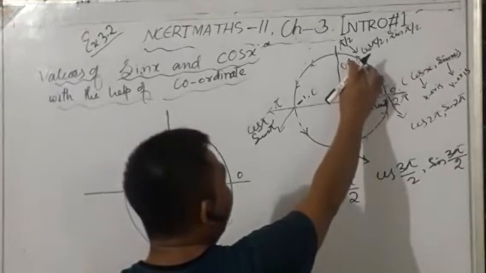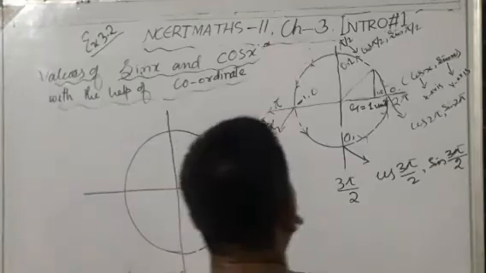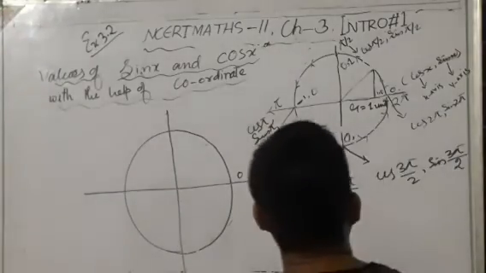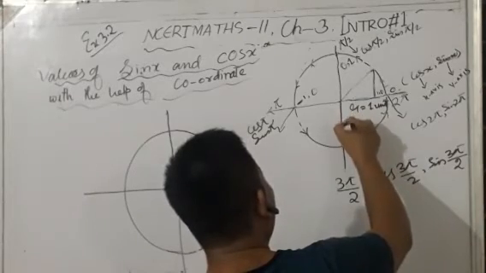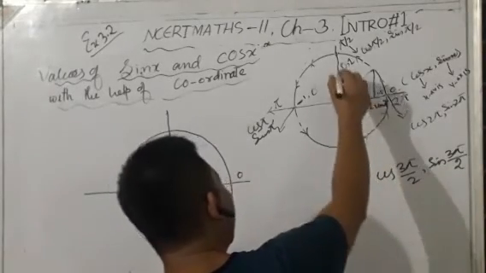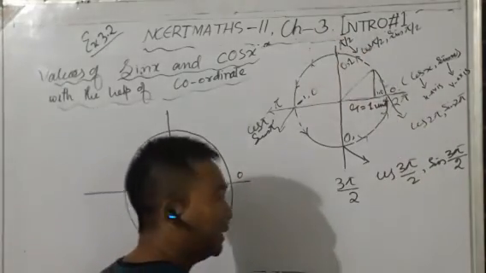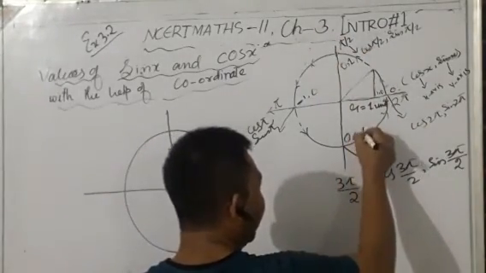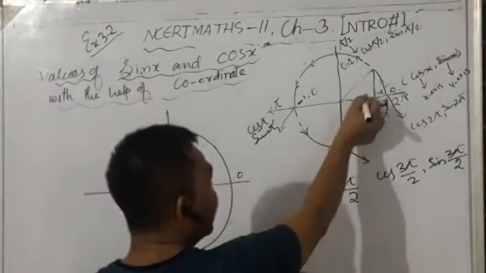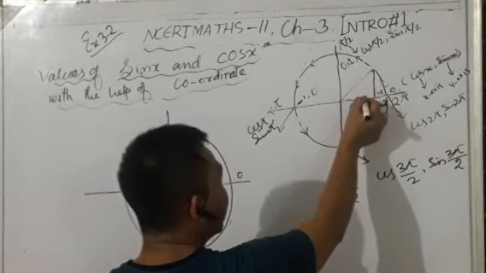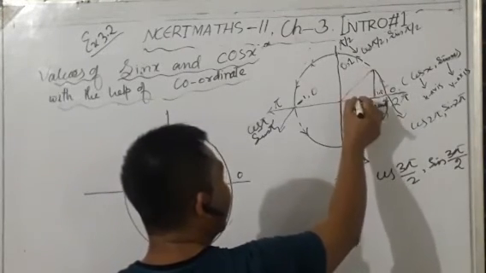Since it is along the y-axis, the upside is positive and the downside is negative. So it will be -1. Okay, fine. So this is rotating, rotating like this.